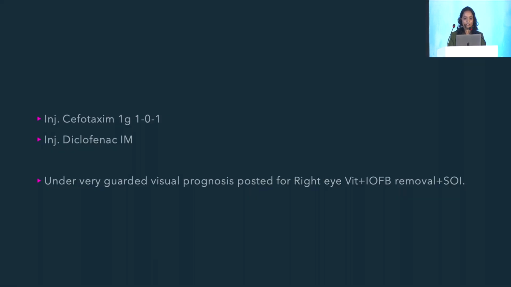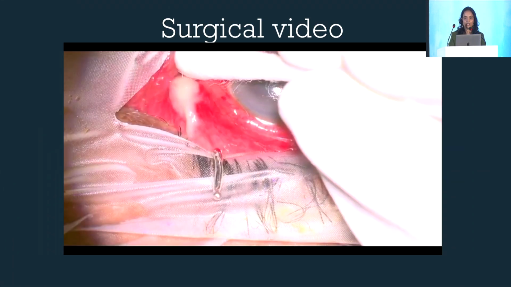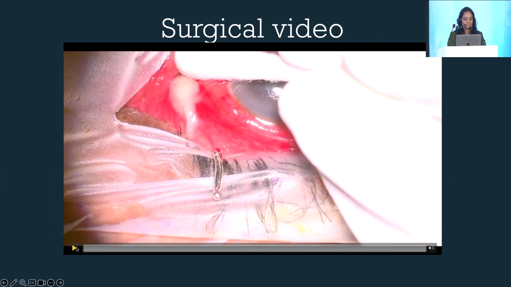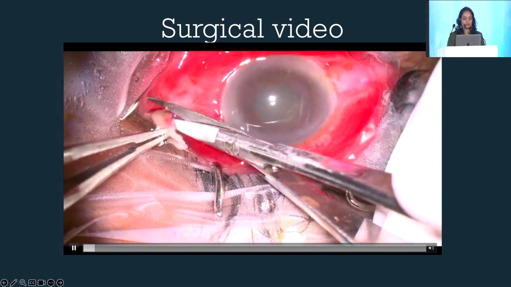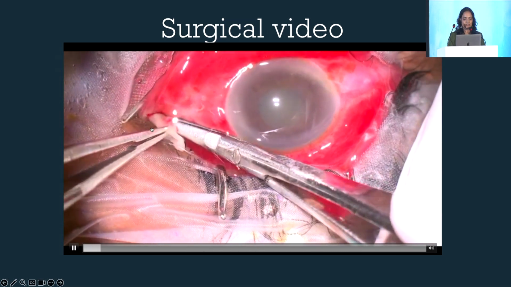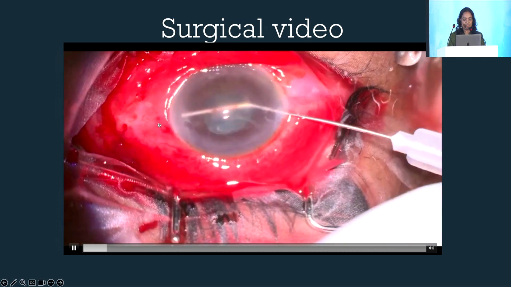Now the pre-operatively systemic cover was given of antibiotics, painkillers, and the patient was explained very guarded visual prognosis, and the surgery was started. We can see that there is an entry wound through which there is a necrotic retina which has already come out. So I just did cut the retina flush with the sclera.